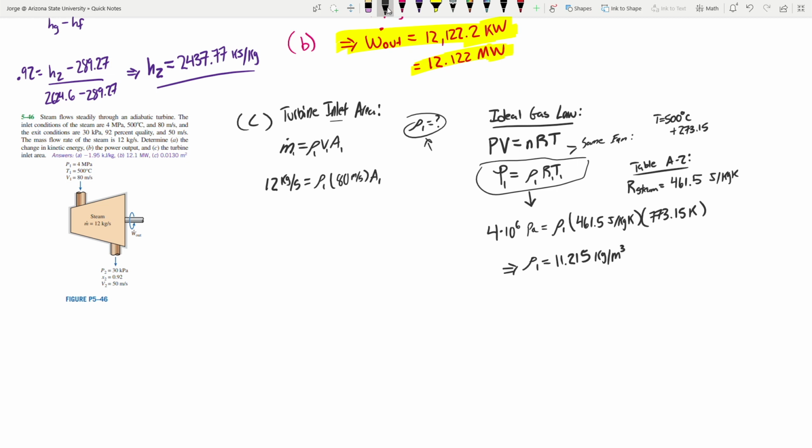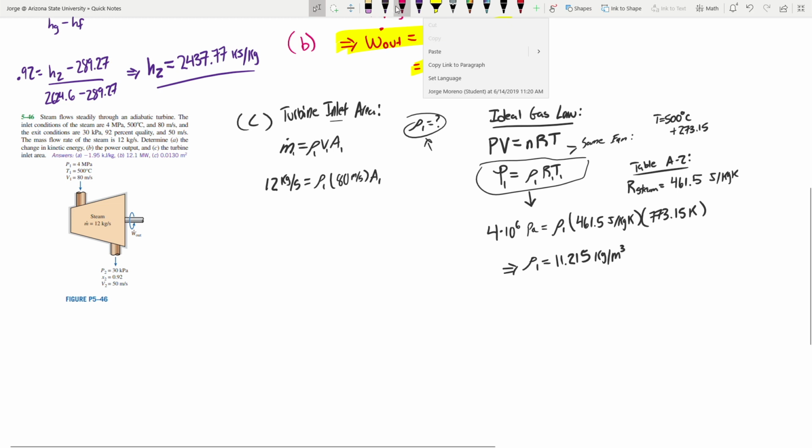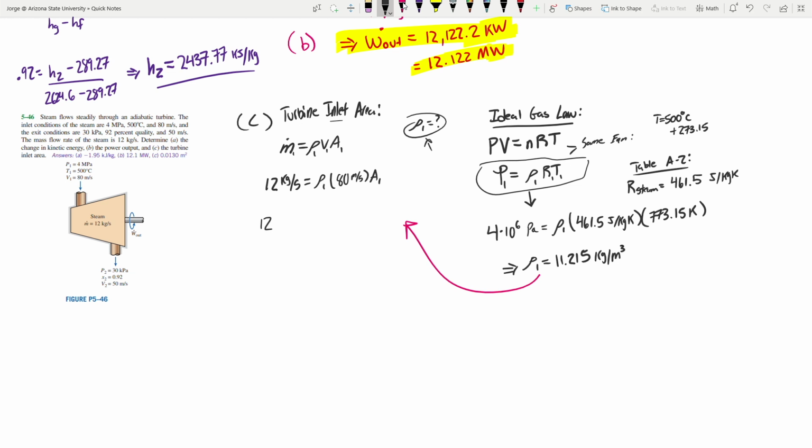So from here, now we can just substitute it back into our original equation. So throw this back in there. We get 12 kilograms per second, 11.215, 80, right? So getting A1, we get a value of approximately 0.0133 meters squared.